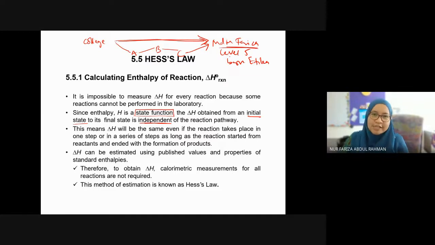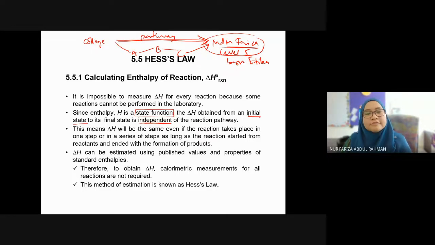They met me at level 5 of the Etika building, but the difficulty of the journey is different. This is what we call the pathway. There are many pathways, 1, 2 and many more. But at the end of the day, they will have the same outcome. So this is what we call a state function. It doesn't rely on the pathway, it relies on the before and after, the initial and the final state.